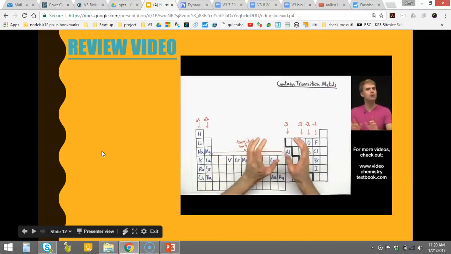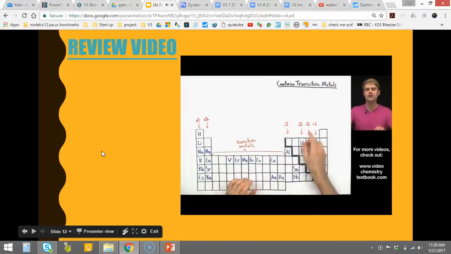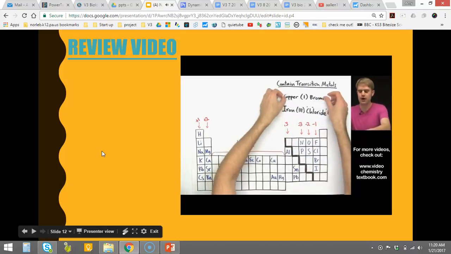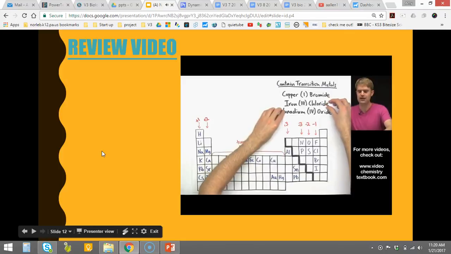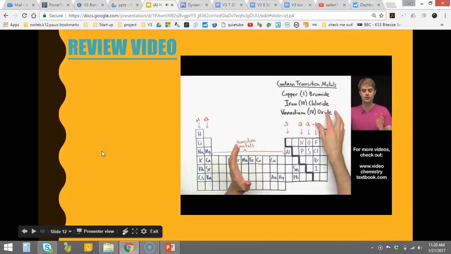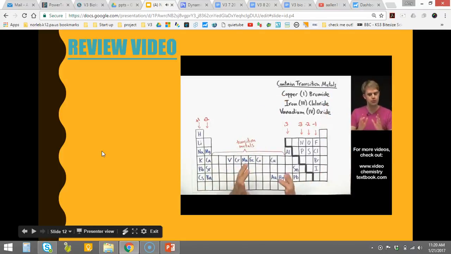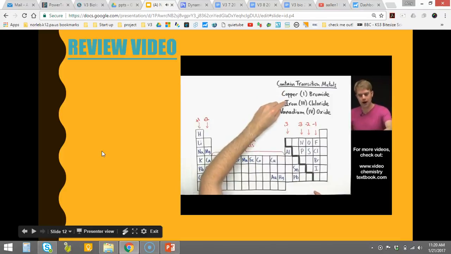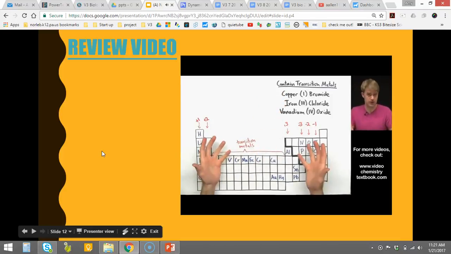Well, we use Roman numerals when we're naming compounds that contain transition metals. So here are 3 compounds that contain transition metals, and as you can see, we use these Roman numerals. And we use the Roman numerals because copper, iron, and vanadium are transition metals, which means that they can make multiple ions with different charges.